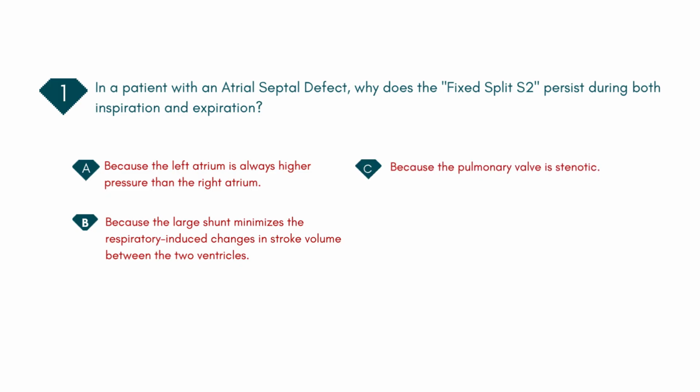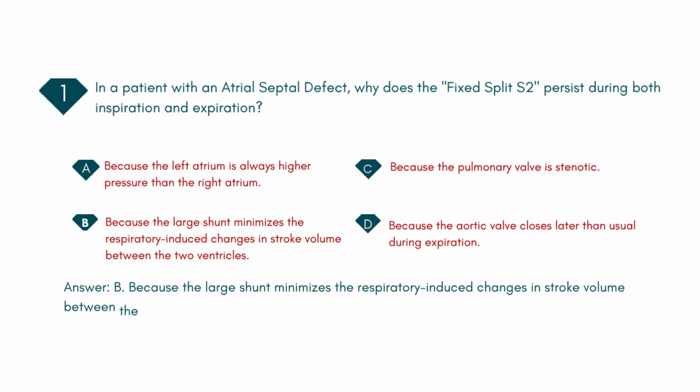C. Because the pulmonary valve is stenotic. D. Because the aortic valve closes later than usual during expiration. Answer: B. Because the large shunt minimizes the respiratory-induced changes in stroke volume between the two ventricles.